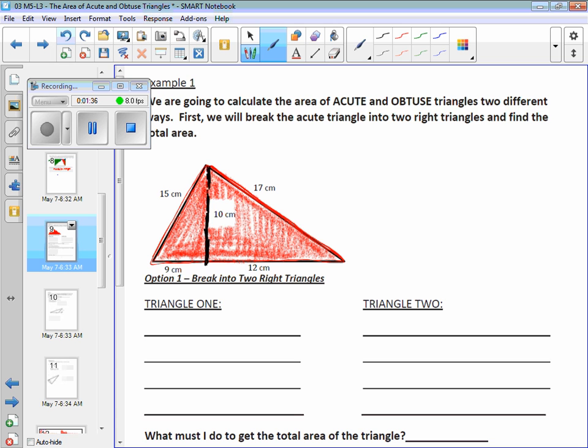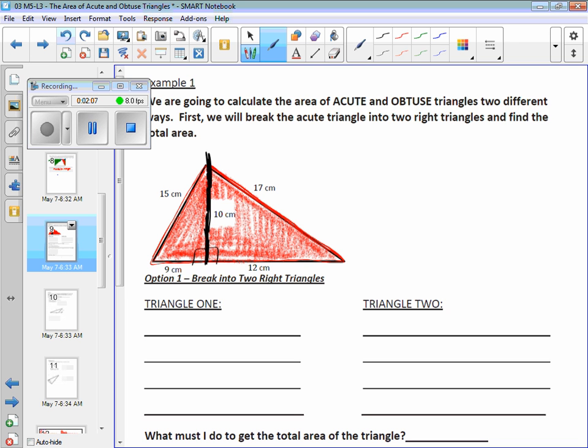Do you see that dotted line breaks up this acute triangle into what kind of triangles? It breaks it up into two right triangles, which we know the formula for finding the area of a right triangle, right? We did it yesterday. Base times height divided by 2, right?